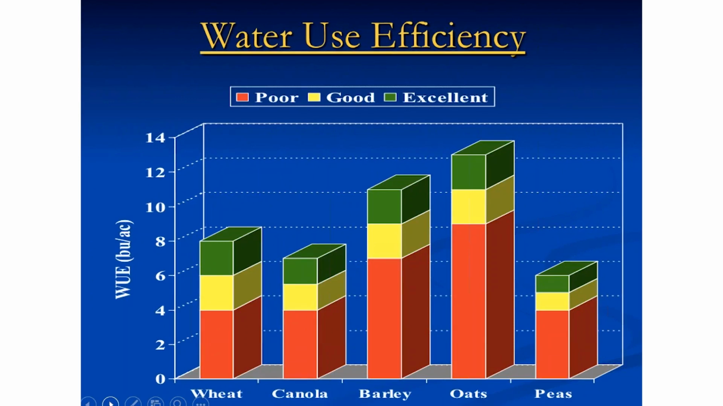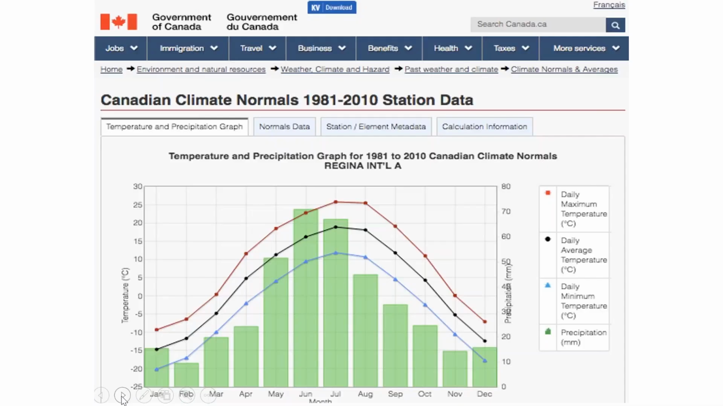And so this information embodied in this graph, regionalized, is where the rubber hits the road. Here's invaluable data. This is for Regina. You can get this for probably anywhere on the planet.